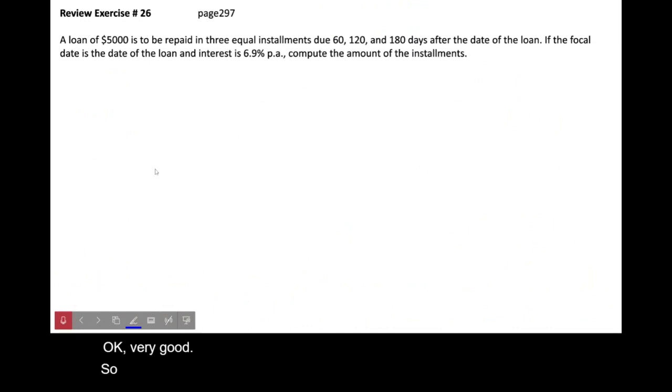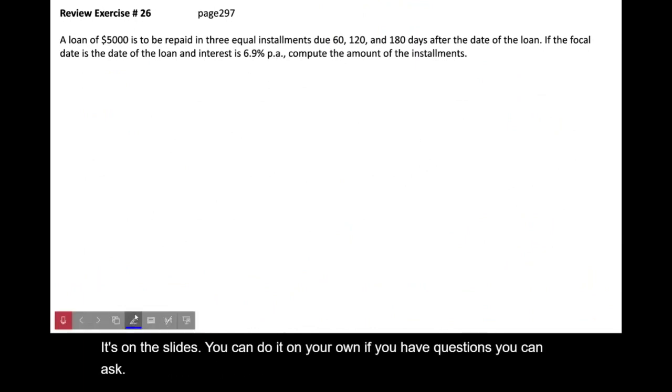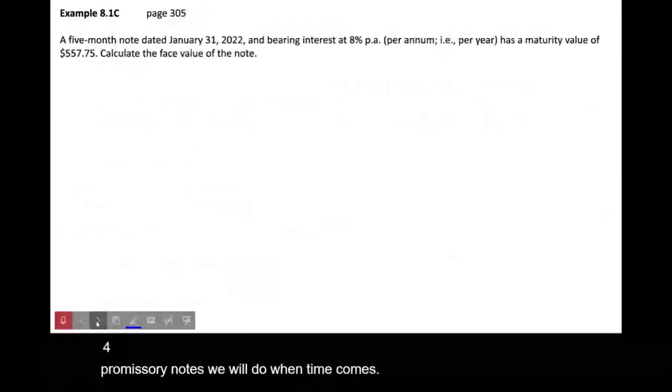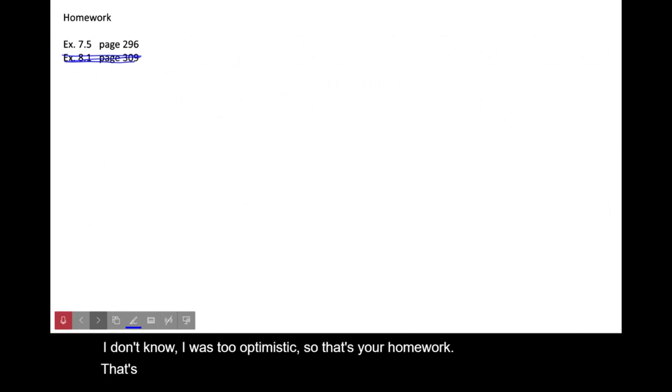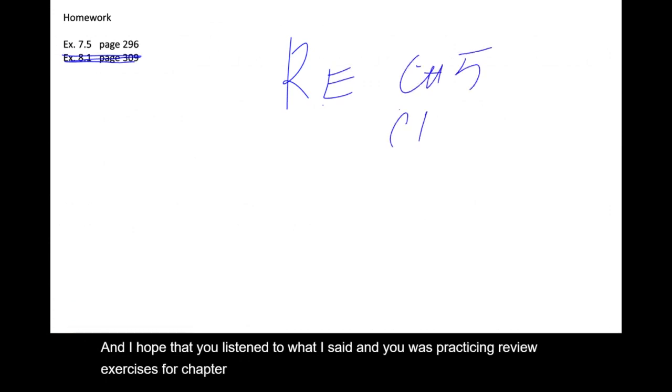Okay, very good. So this we don't have time to do. It's on the slides. You can do it on your own. If you have a question, you can ask. Promissory notes we will do when the time comes. Okay, I was too optimistic. So that's your homework, regarding today's material, exercise 7.5. And I hope that you listened to what I said and you were practicing review exercises for chapter 5 and chapter 6.